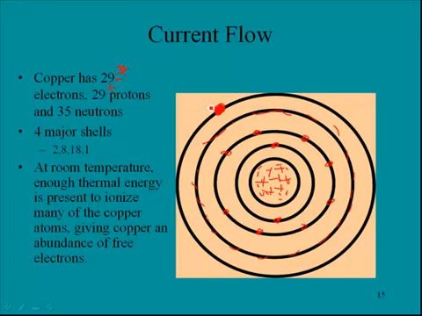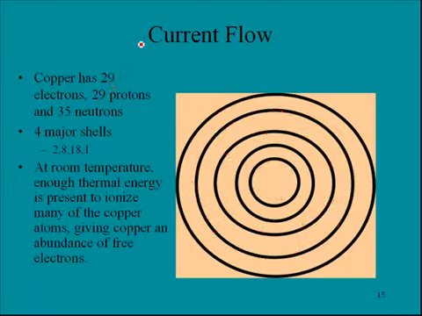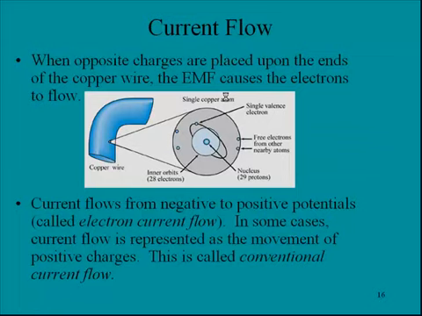At room temperature, enough thermal energy is present to ionize many of the copper atoms, giving copper an abundance of free electrons. So at room temperature, there's sufficient energy so that this guy is able to move. And he's probably just going to move over to the valence of another copper atom, but this valence electron is free to move. Current flow. Okay, so here we're talking about that. Actually, this electron here is what we're going to be talking about when we look at current flow.